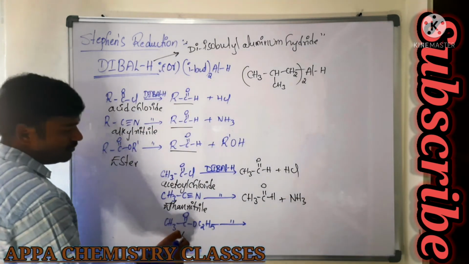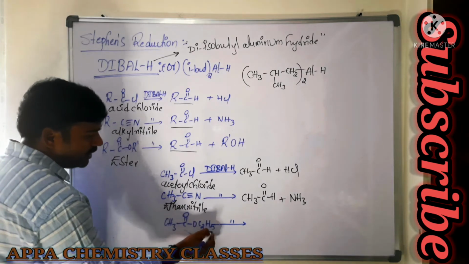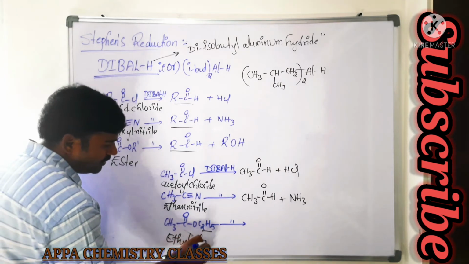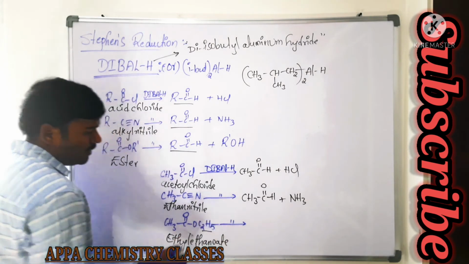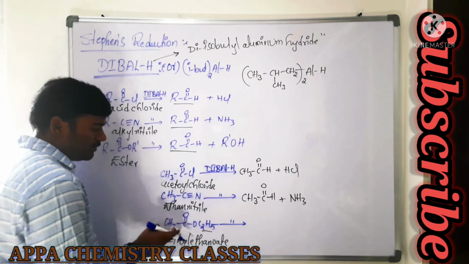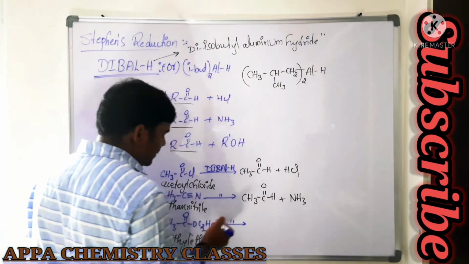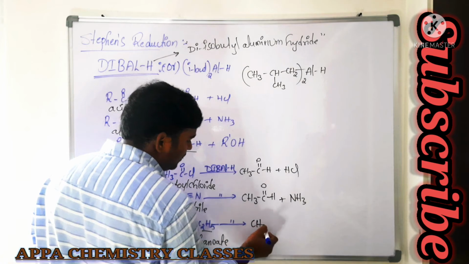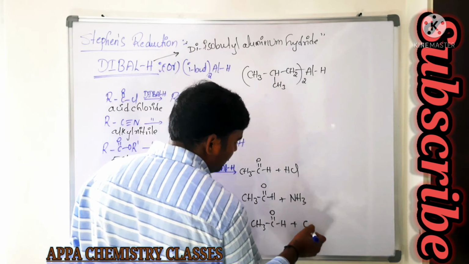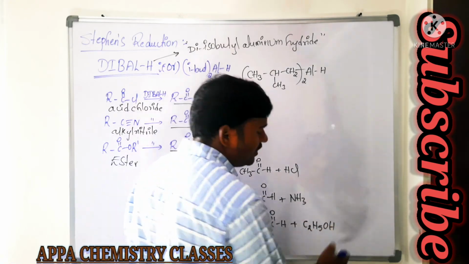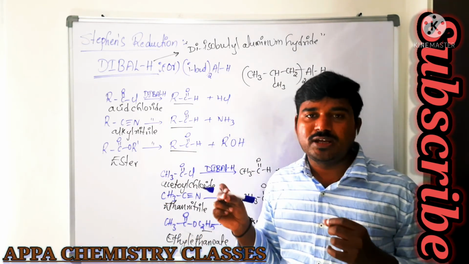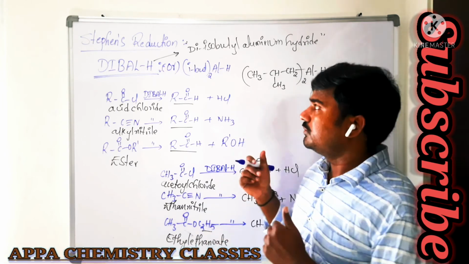Similarly for ester, which ester? It is ethyl ethanoate. Esters have the IUPAC name alkyl alkanoate; this is the alkyl group and the alkanoate group. On reaction with DIBAL, we get acetaldehyde plus ethyl alcohol, C2H5OH. That is about Stephen's reduction. By using this, we can prepare only aldehydes.